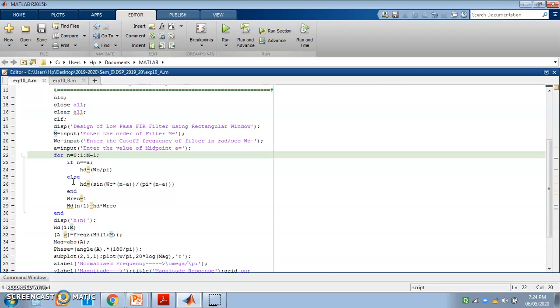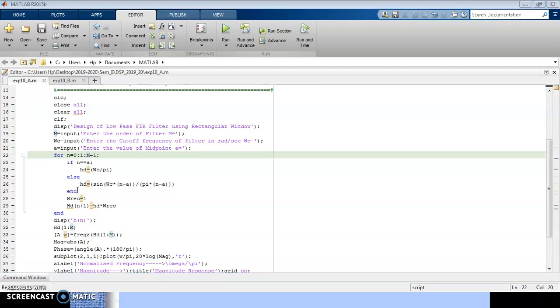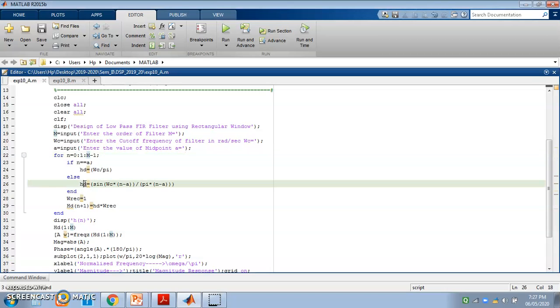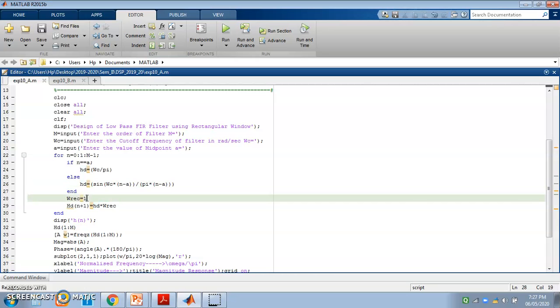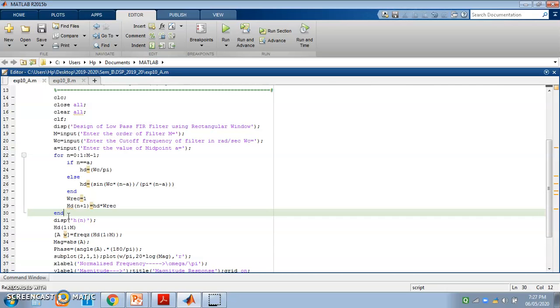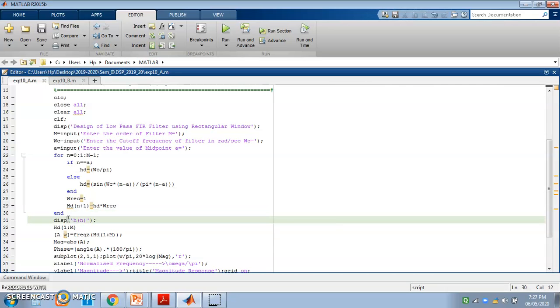And so once we have calculated the desired impulse response, by using the windowing method we have to reshape this desired impulse response with some window function. So that window function here I am going to consider as a rectangular window, and it is always 1 for all values of small n. So here we have calculated this rectangular window function multiplied with the desired impulse response, and that is nothing but the actual impulse response that we are interested in. So this for loop will calculate this impulse response, and after that we are going to display the values of that impulse response.